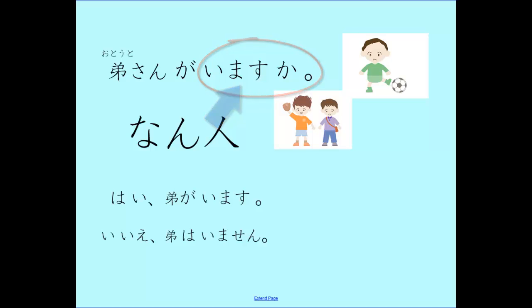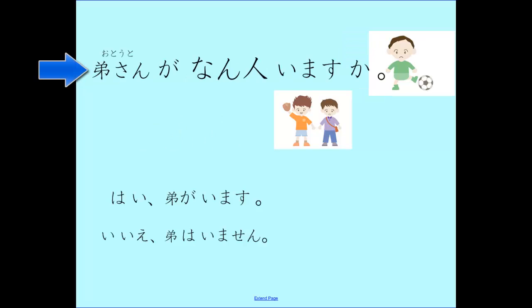And then you're going to pop your counter in just before that, making sure that it goes after any particle that might precede the verb. So you're never going to pop a counter between a word and its particle. You're going to pop it after that particle and in front of the verb at the end of the sentence. So your question, how many younger brothers do you have, would look like this.